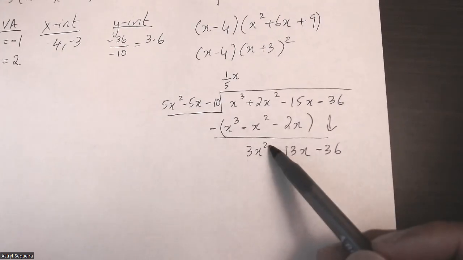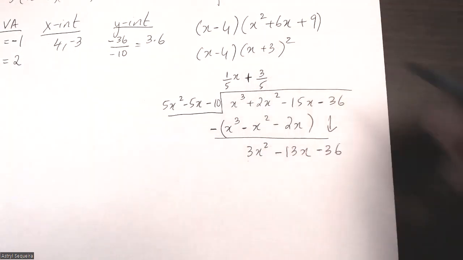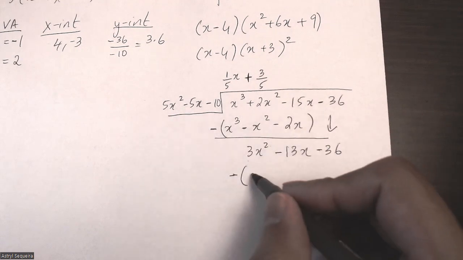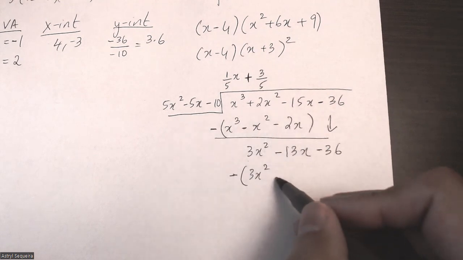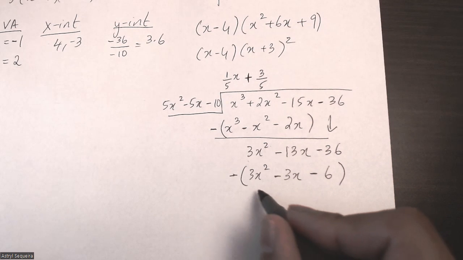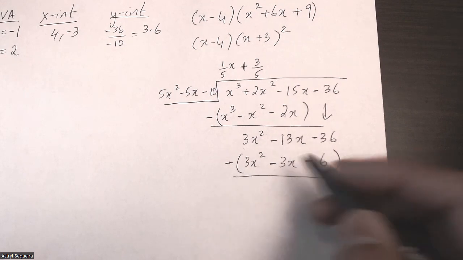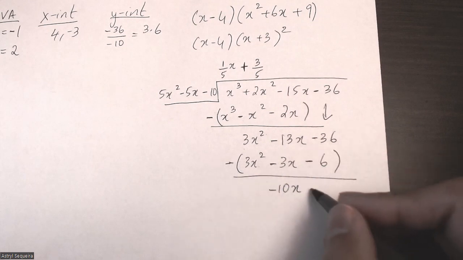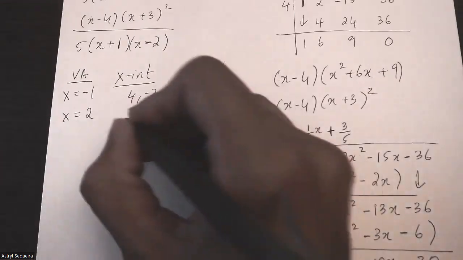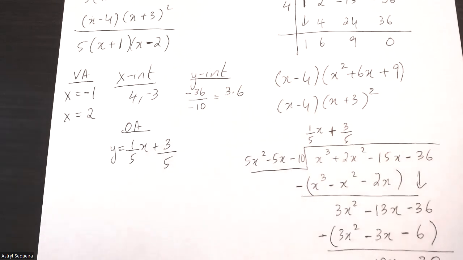So now I'm going to do 3x squared divided by 5x squared. That's just plus 3 over 5. Going to multiply 3 over 5 with this full equation and subtract it. So 3 over 5 times 5x squared is just 3x squared. 3 over 5 times negative 5x is just negative 3x. And 3 over 5 times negative 10 is negative 6. Subtract these two. 3x minus 3x is 0. Negative 13x minus negative 3x is negative 10x. And negative 36 minus negative 6 is negative 30. We don't care about the remainder when we do long division here. We only care about the equation on the top. So the equation of our oblique asymptote is y equals 1 over 5x plus 3 over 5.